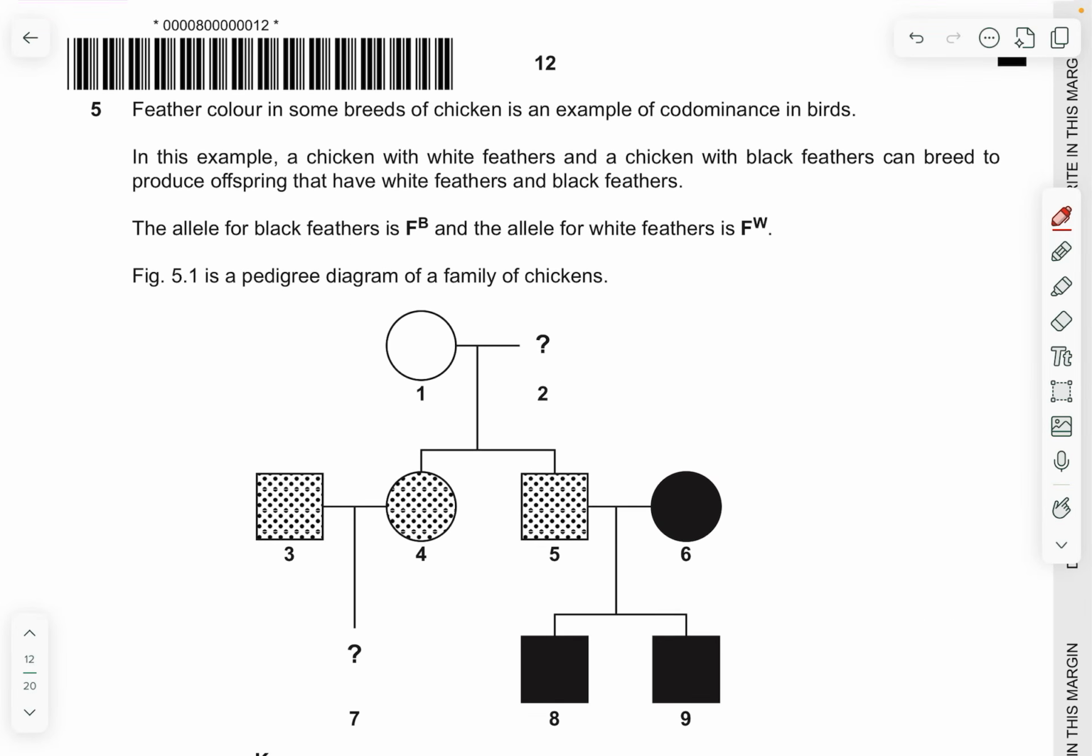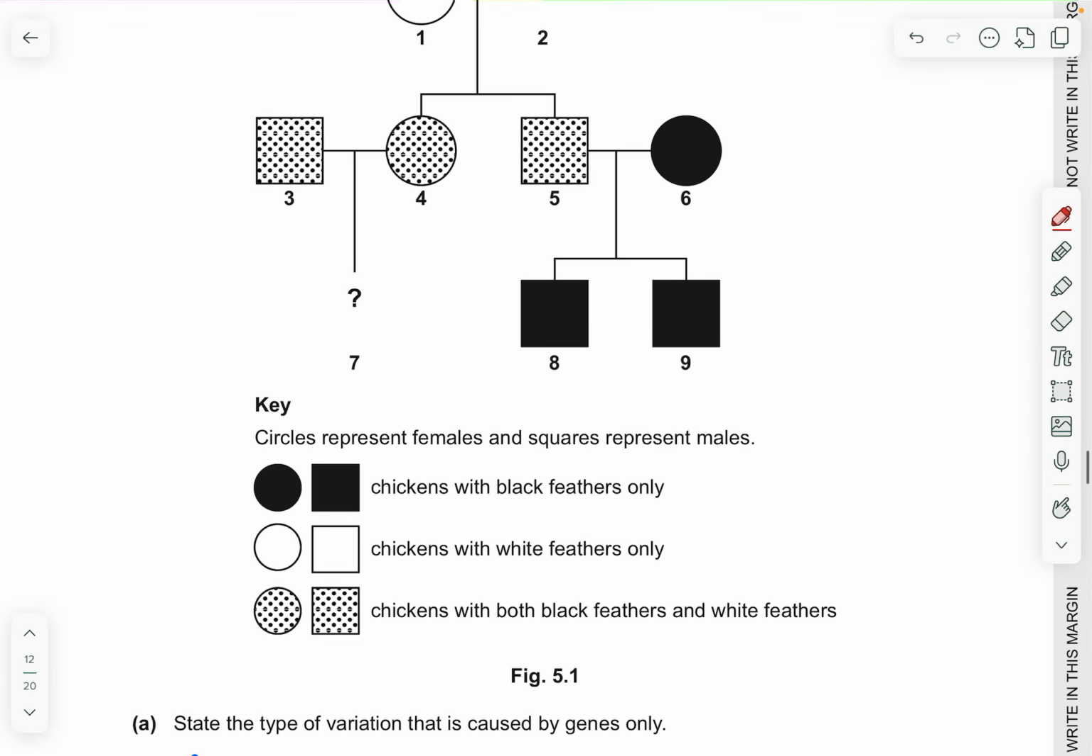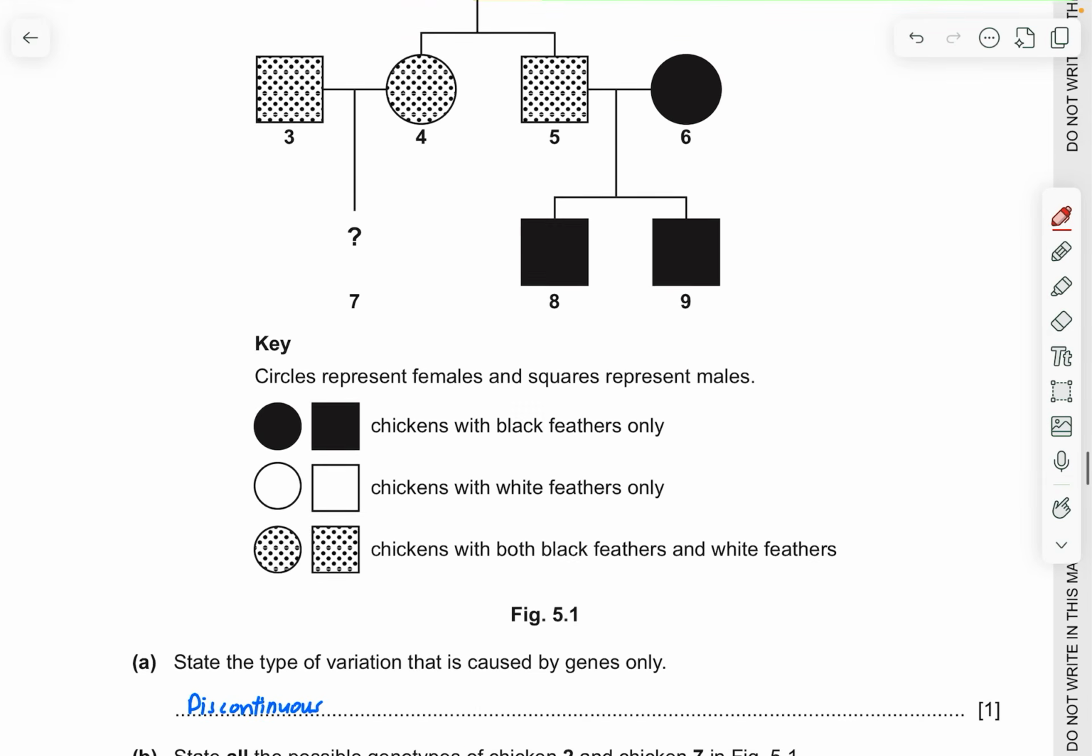Question 5. So we see another genetics question. Feather color in some breeds of chicken is an example of codominance in birds. In this example, a chicken with white feathers and a chicken with black feathers can breed to produce offspring that have white feathers and black feathers. The allele for black feathers is FB, and the allele for white feathers is FW. So they have given you all the clues here about the specific chickens, all right?